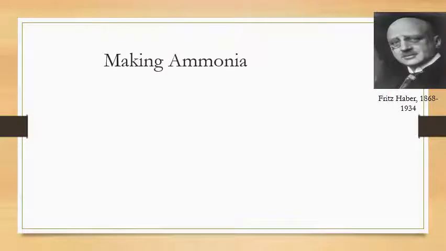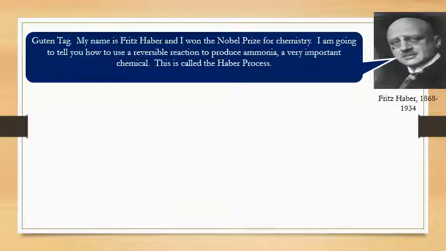So to illustrate these points around dynamic equilibrium, now let's look at making ammonia. So this guy is Fritz Haber. Guten Tag, my name is Fritz Haber, and I won the Nobel Prize for Chemistry. I'm going to tell you how to use a reversible reaction to produce ammonia, a very important chemical. This is called the Haber process, named after me. So in the Haber process, nitrogen plus hydrogen gives ammonia, but it's an equilibrium.